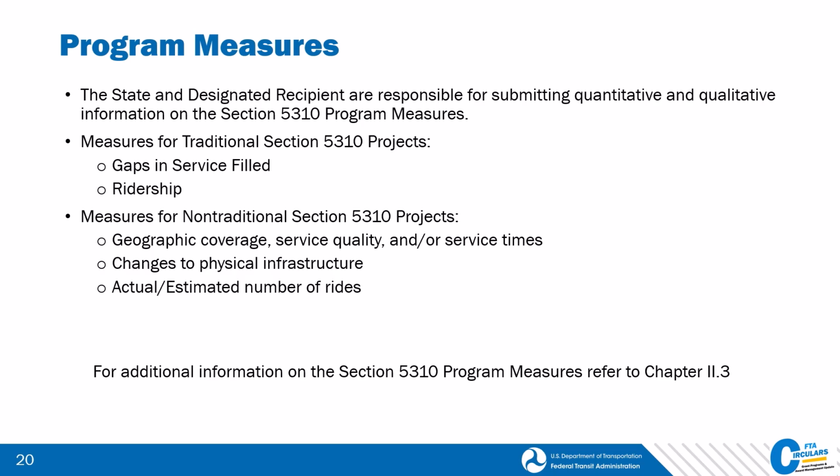The measures are split into two different sections: measures for traditional Section 5310 projects, which are gaps in service filled and ridership, and measures for non-traditional Section 5310 projects, which are geographic coverage, service quality, and/or service times, changes to physical infrastructure, and the actual or estimated number of rides. Program data is collected annually. For additional information on the Section 5310 program measures, refer to Chapter 2, Section 3.